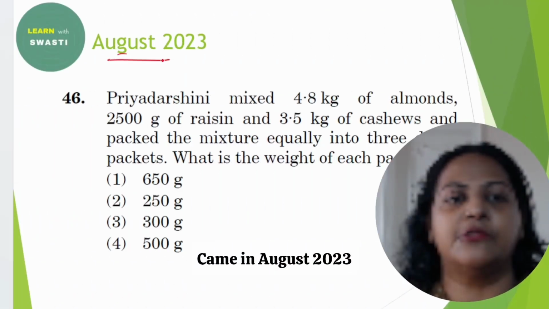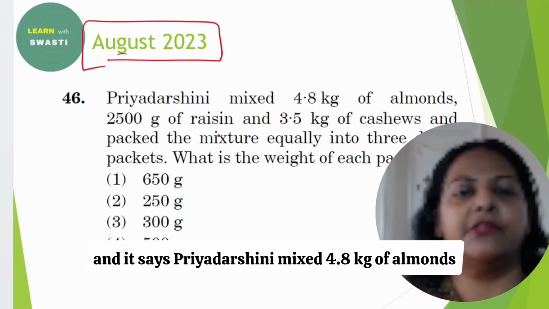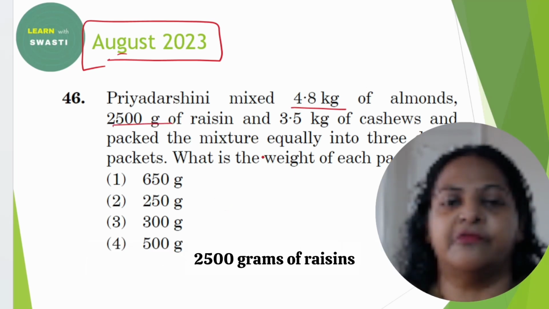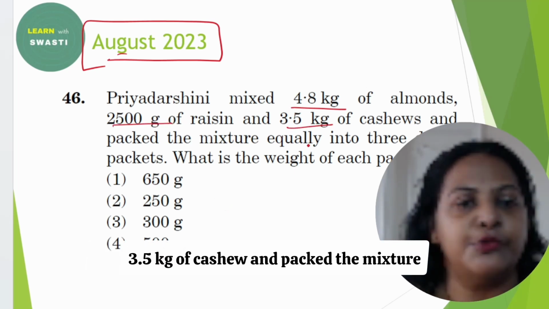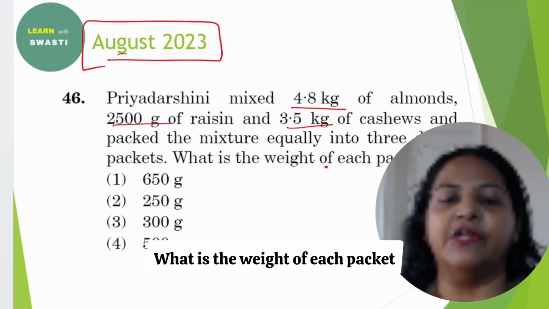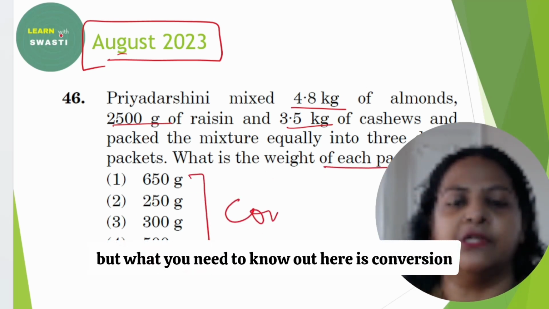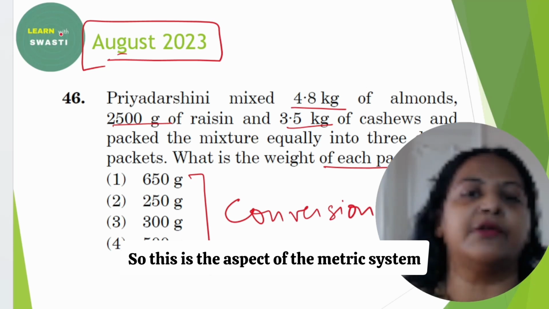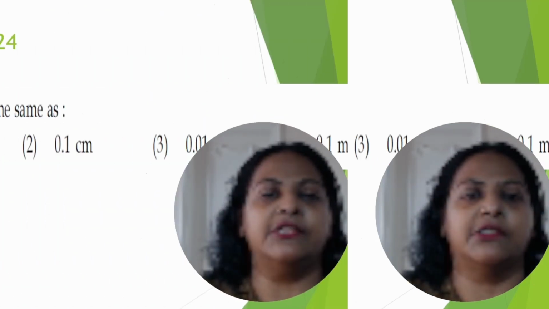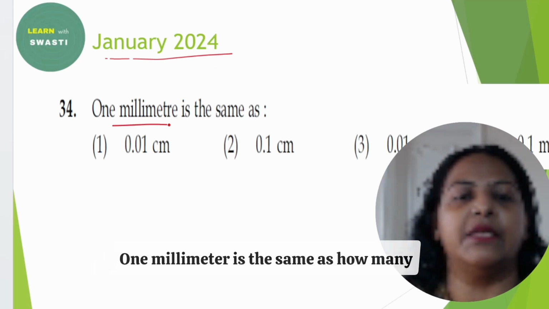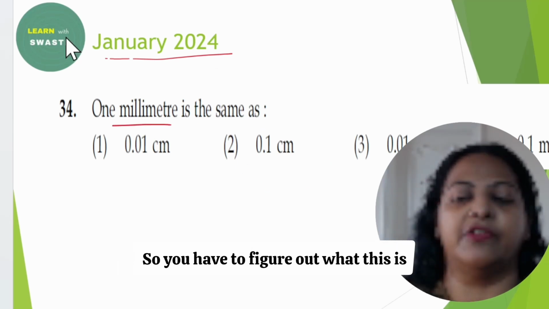It came in August 2023. It says Priyadarshini mixed 4.8 kg of almonds, 2,500 grams of raisin, 3.5 kg of cashew, and packed the mixture. What is the weight of each packet? So basically, this is an addition sum, but what you need to know out here is conversion. So this is the aspect of the metric system which was asked. In January 2024, it was a very simple conversion question. 1 millimeter is the same as how many? So you have to figure out what this is.